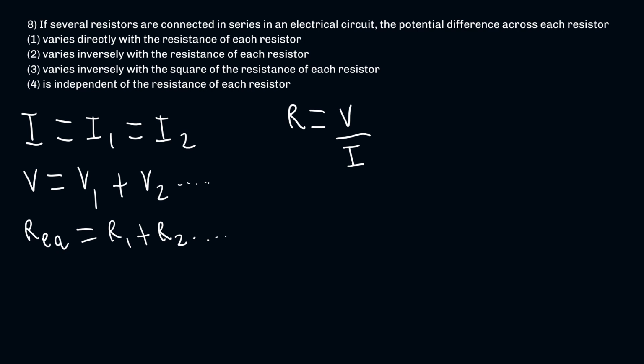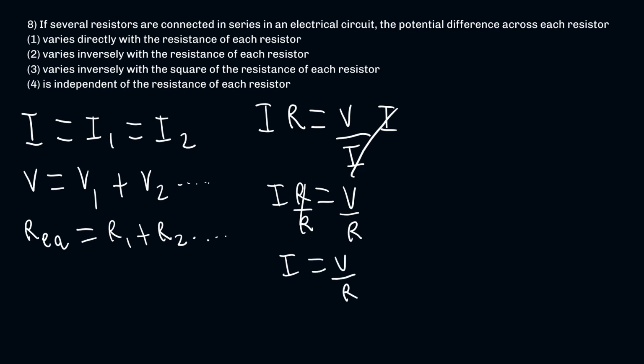So we need our current to be the same throughout the entire circuit. In order for this to occur, we must have that our resistance and our potential difference vary directly. So we do a little bit of algebra here, moving my I to the other side by itself. You have IR is equal to V, then dividing out R from both sides, I equals V over R. So my current has to be the same throughout the entire circuit.